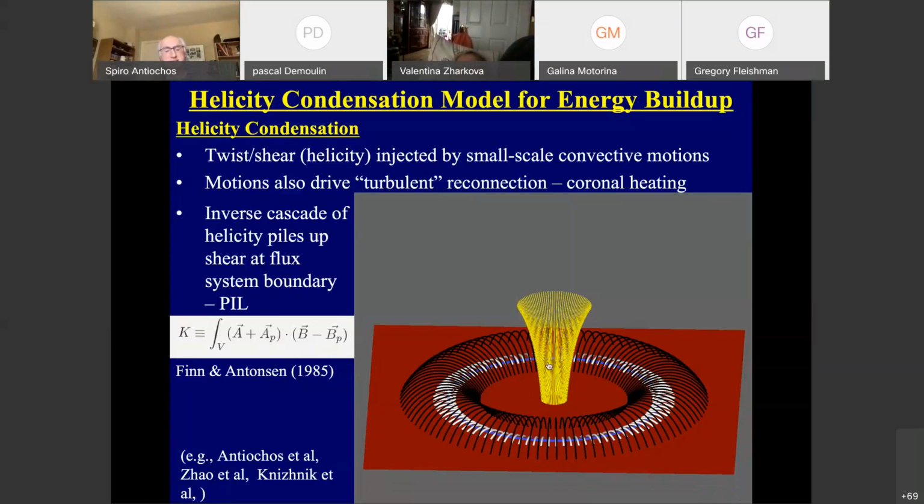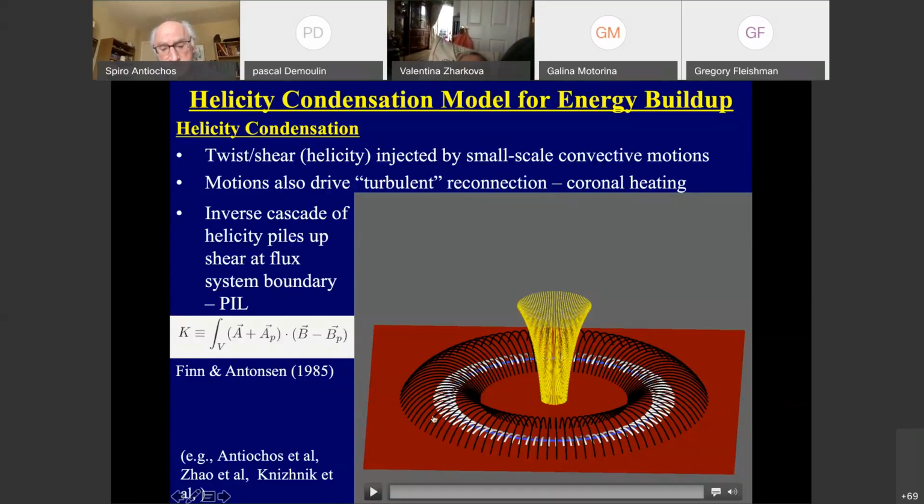It doesn't get eaten up like the free energy gets eaten up by the reconnection. So where does it go? Where does the helicity go? Well, we argue that it inverse cascades and piles up at the boundary of a flux system. And the boundary of the flux system is, in fact, the polarity inversion line.